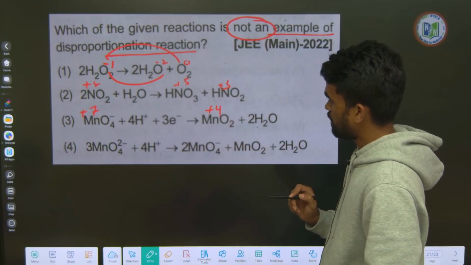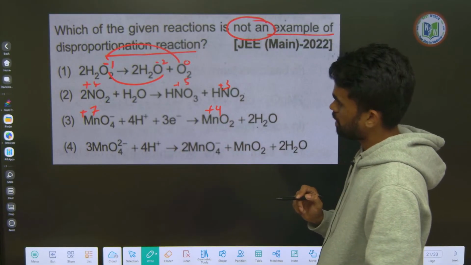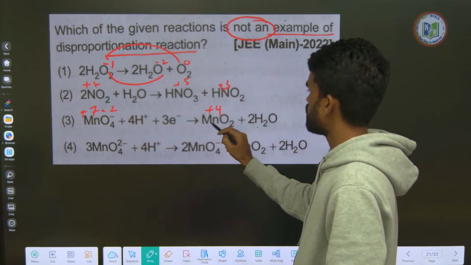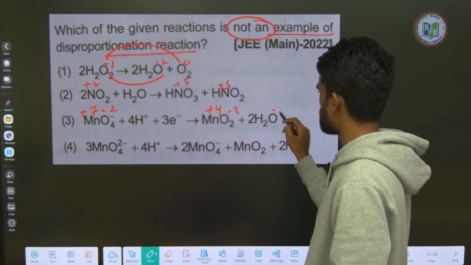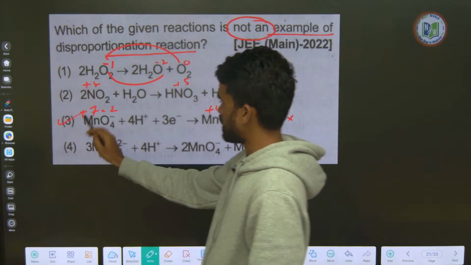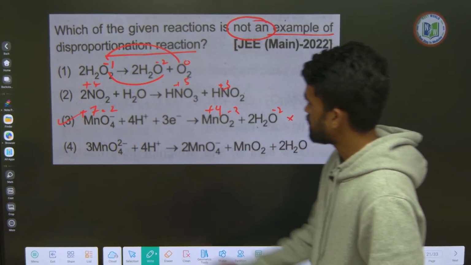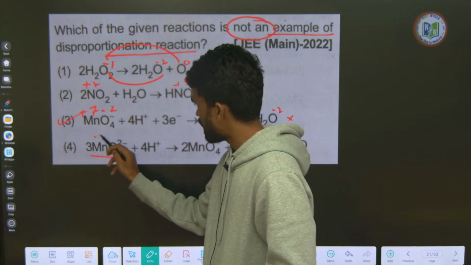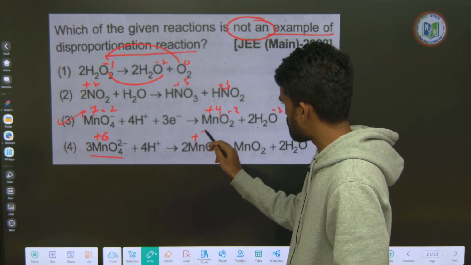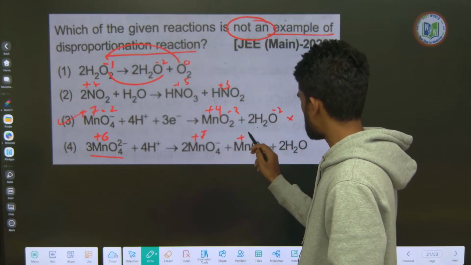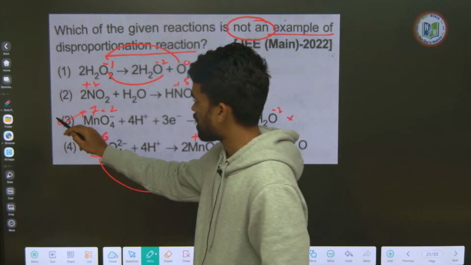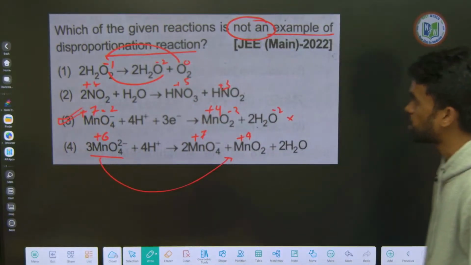Oxygen should be already -2 here. This side also reacting with metal means -2 only. Here also -2. So this is not a disproportionation reaction. So we can take option 3, and you can check the fourth one. Here manganese is in +6 oxidation state, converting into permanganate +7 and manganese dioxide +4. So this is also undergoing disproportionation. So the most suitable answer is 3. Easy, right.